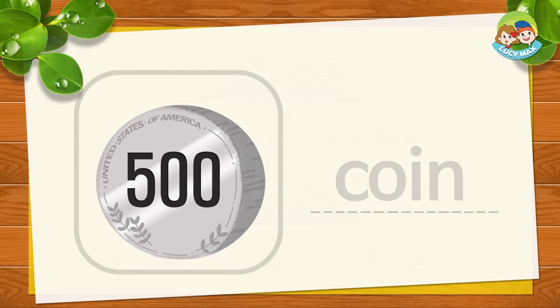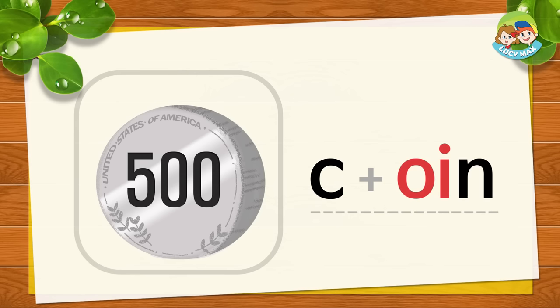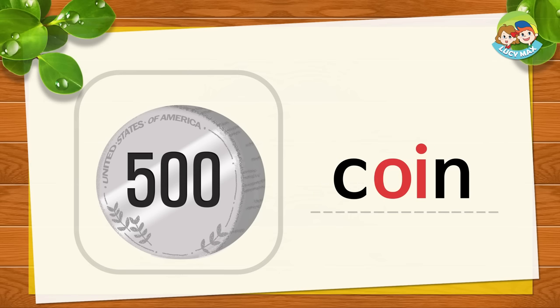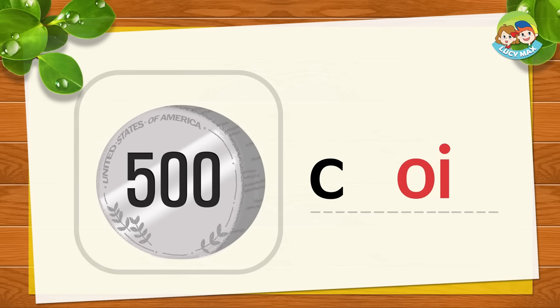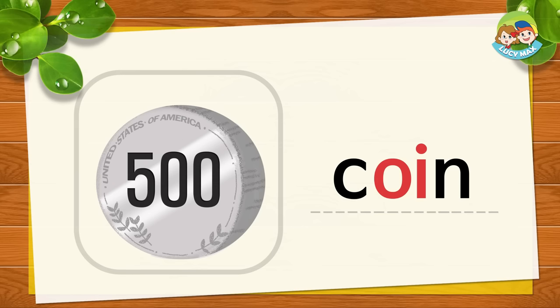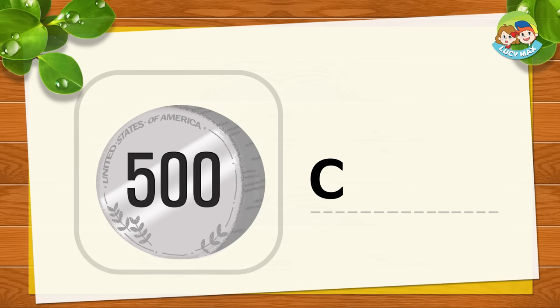This is a coin. It's money, but not paper money. K, oi, n. Together is coin. K, oi, n. Coin. Now you try.